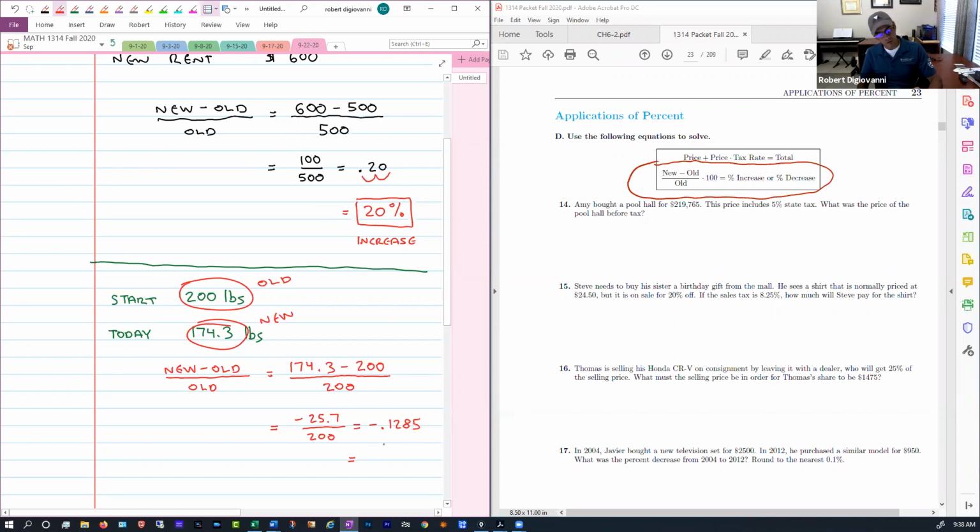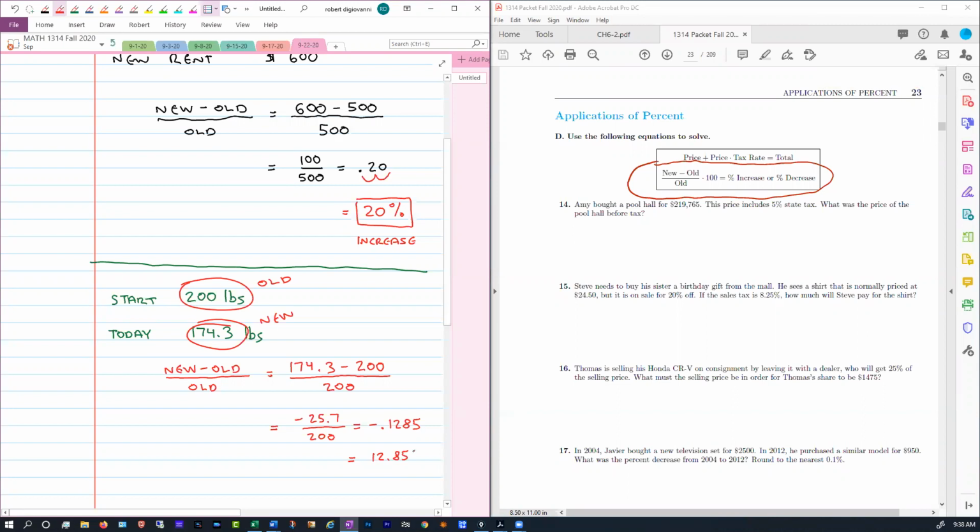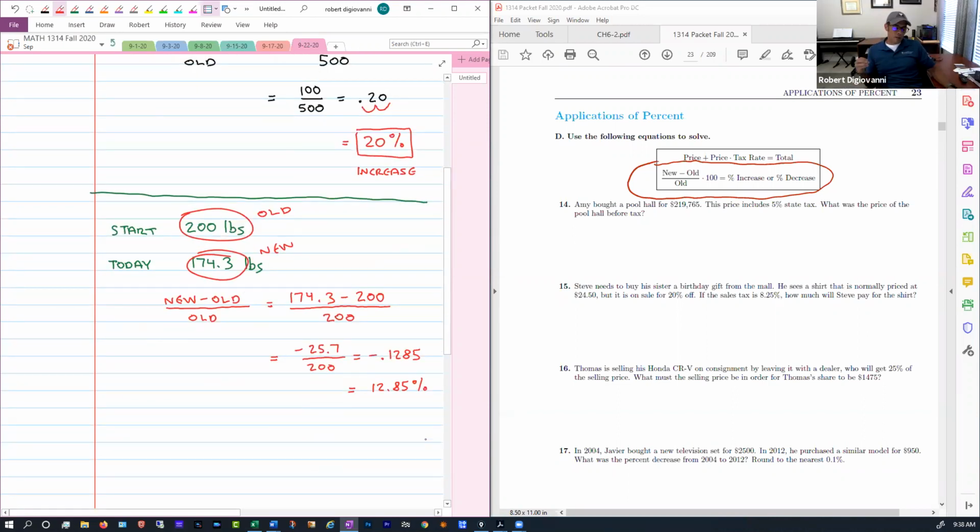So just two places to the right on that? Yep. So 12.85%. Now, what we have to realize here, good job, Sebastian, we're done, is that this is not an increase in weight, right? This is a decrease in weight. So when I write my answer, I'm going to have to put in here that it's a 12.85% decrease.